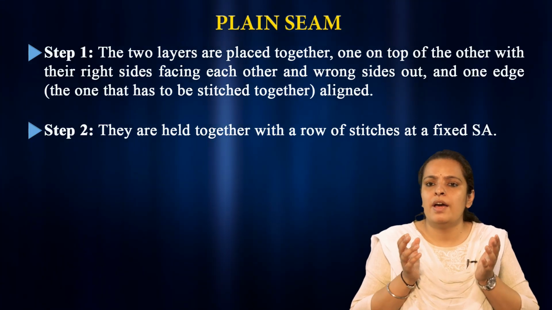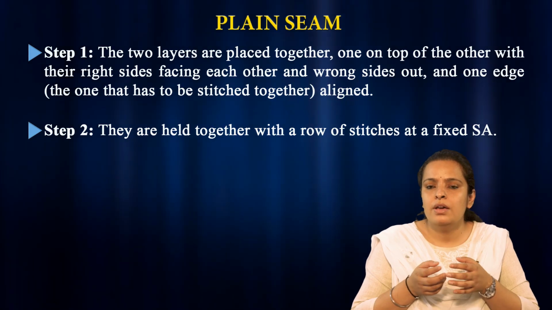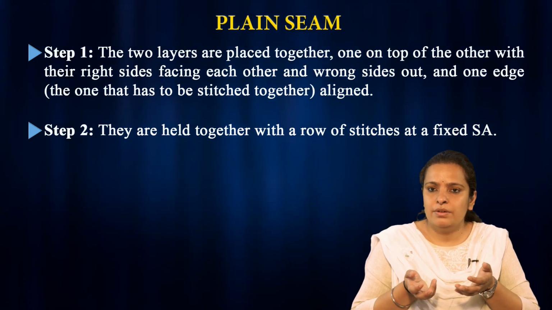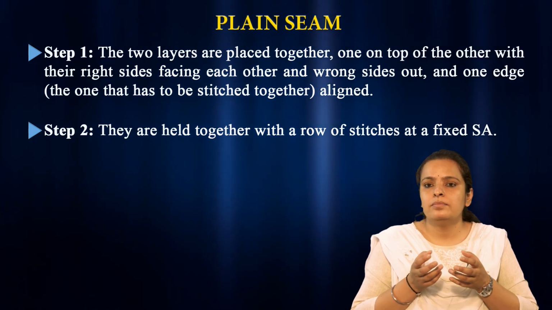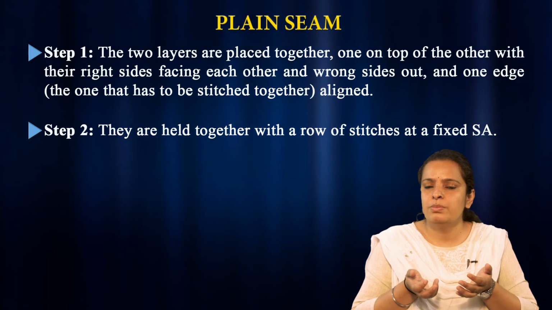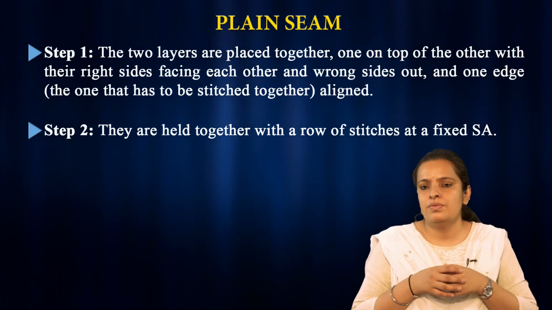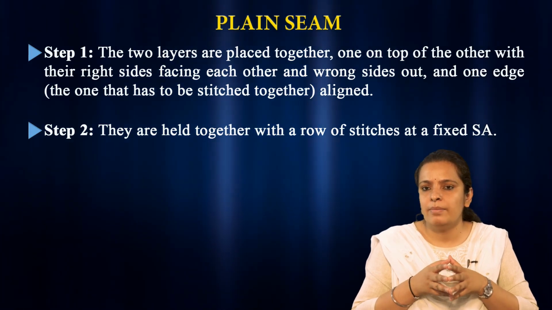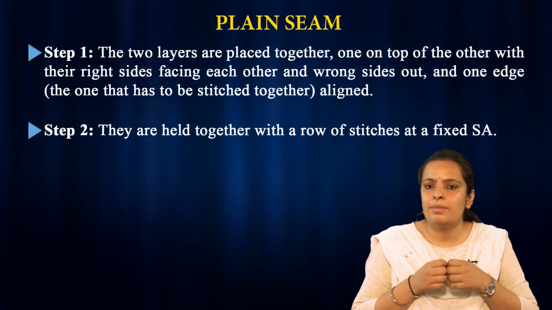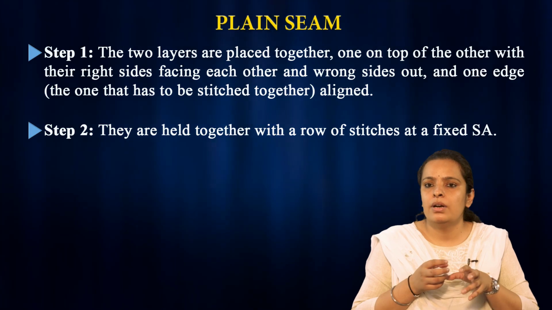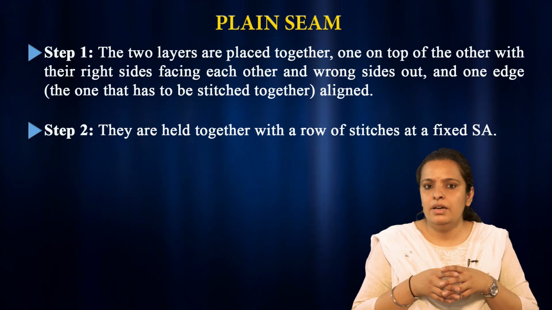So suppose we have two pieces of fabric, we have developed a pattern of a shirt, we have the front part of the shirt and we have the back part of the shirt. We just join the two pieces together and we decide at what seam allowance we have to stitch the particular garment, and after deciding the seam allowance, we just do a simple plain stitch at the decided allowance at the edge of that particular garment.